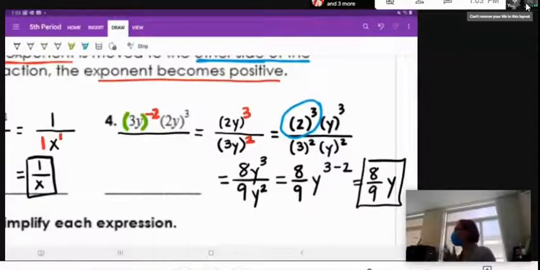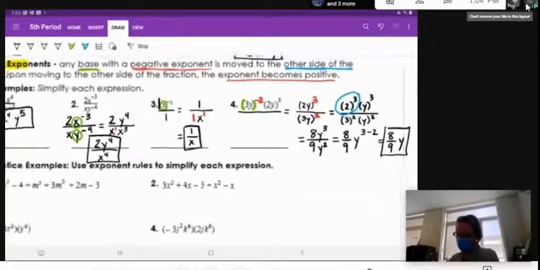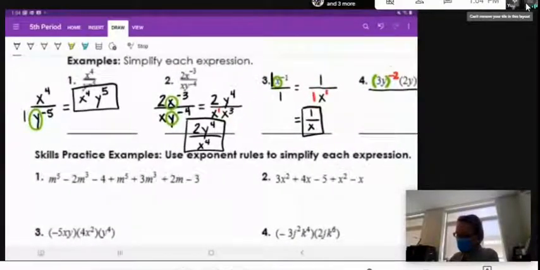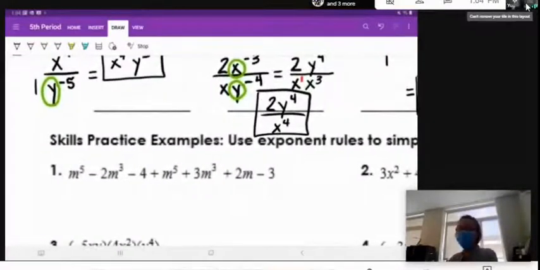So today's already starting to feel a little bit like guided notes, right? We're going to spend the rest of class actually practicing. So we've got 10 skills practice examples. And what I'd like to do today is work through the odd numbered problems with you, but then you should try the even numbered problems on your own, and then you will submit those for homework.